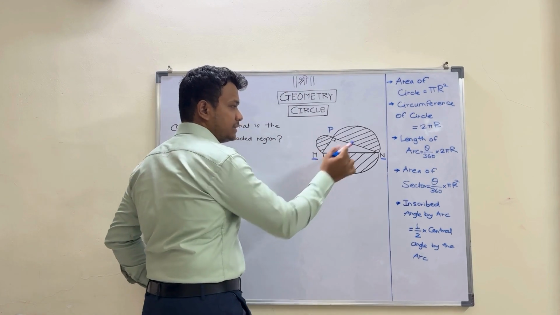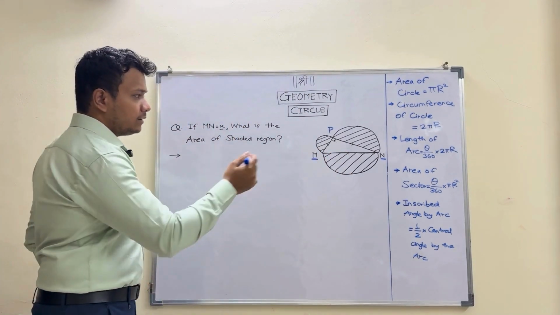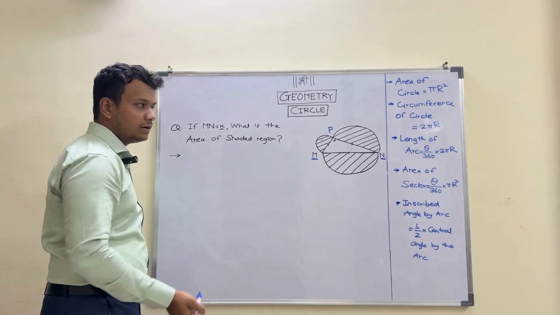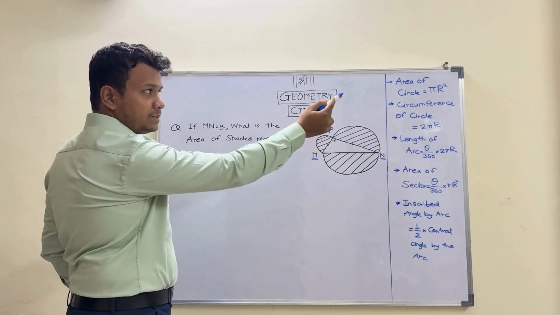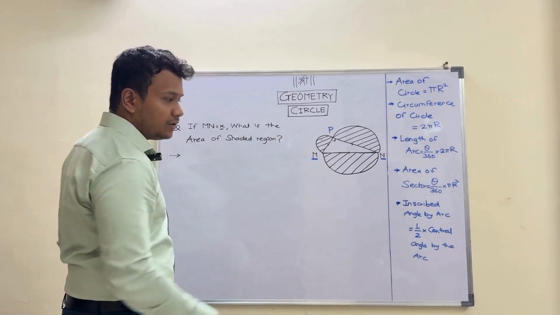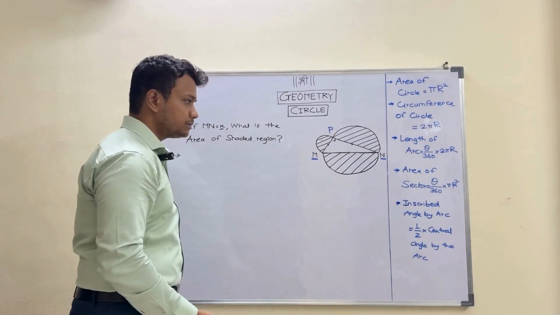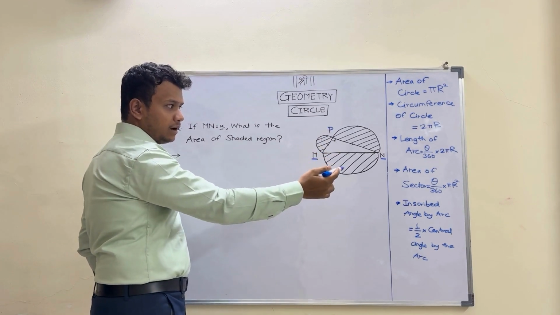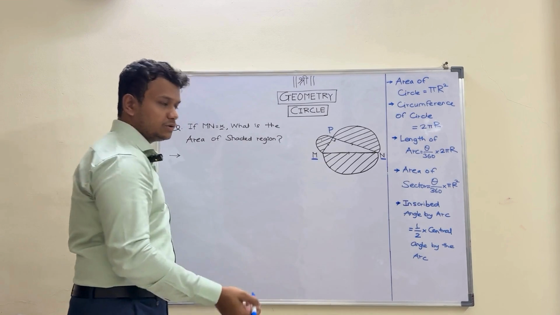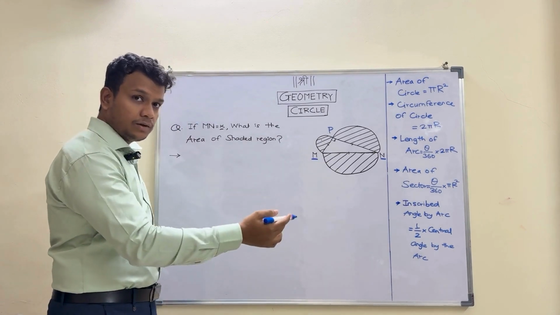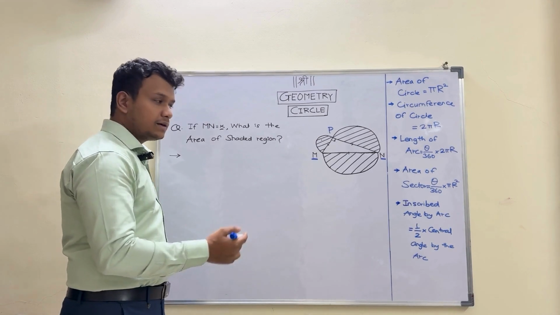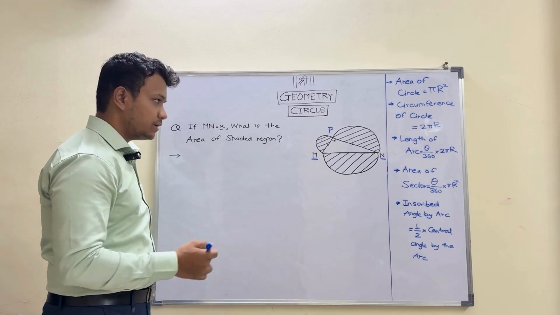So we have 3 semicircles, right? How can we compute the area of a semicircle? Semicircle's area would be half of the circle, correct? So if my area of circle is pi r square, the area of semicircle would be pi r square by 2. And if I put r equal to d by 2, where d is the diameter of the circle, what would be the area of circle? It would be pi by 4 into d square. And what would be the area of semicircle? It would be pi by 8 into d square, correct?